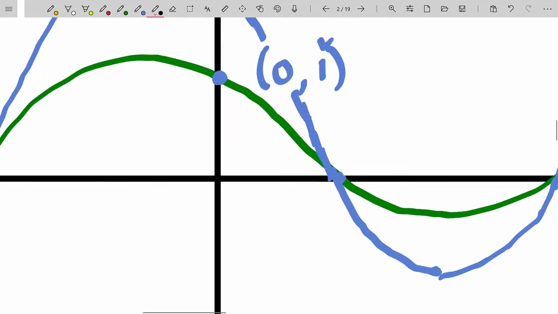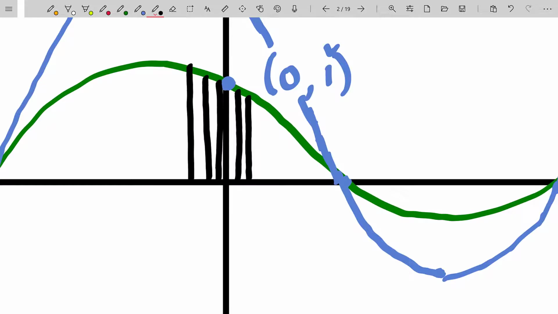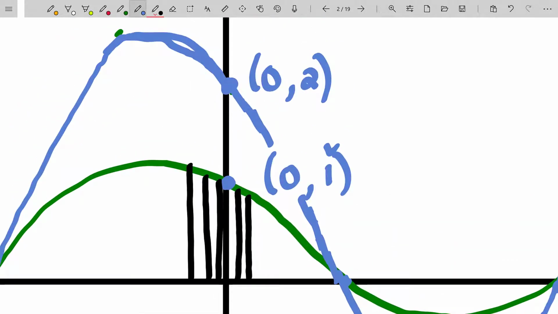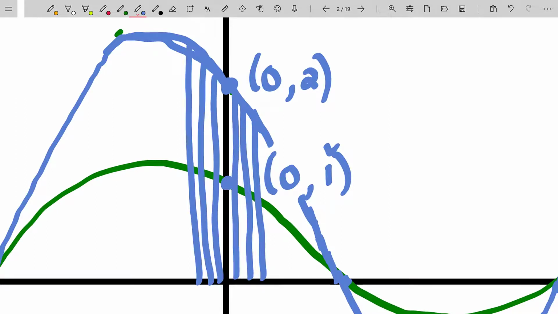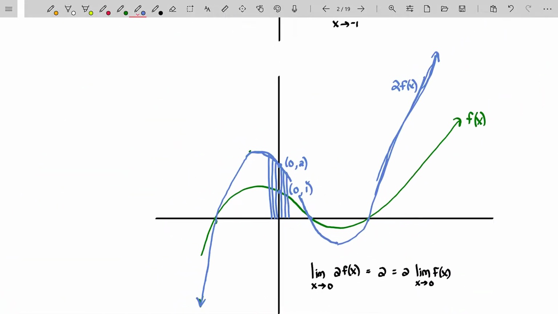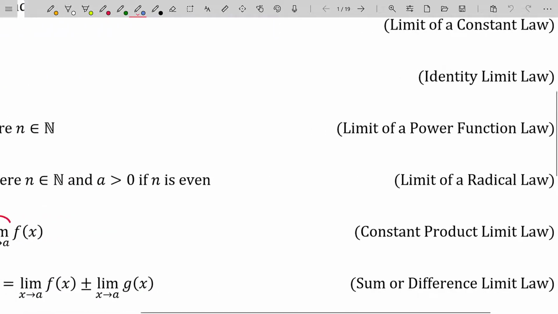As x approaches 0 for our original function, the y values are approaching 1. Same thing from the other side. However, when you take double the original function, as x is approaching 0 for the double function, you can see the y values are approaching twice f of x, which is 2. So that's a good conceptualization. It's not a proof, but it's just a visualization of the actual theorem itself. And again, I find that a lot of students are pretty okay with that. That is called the constant product limit law.